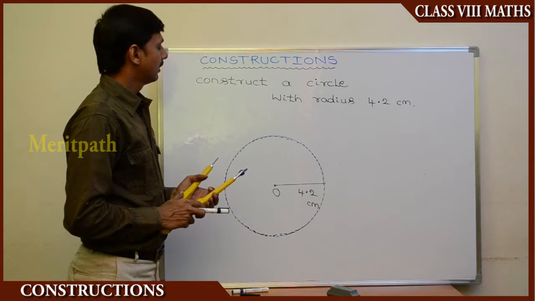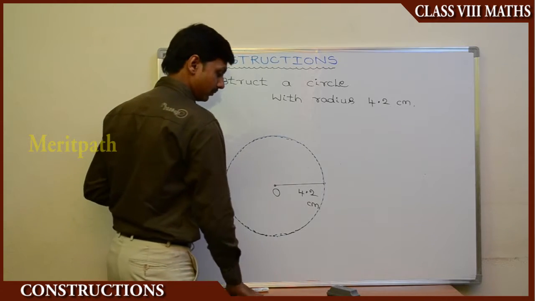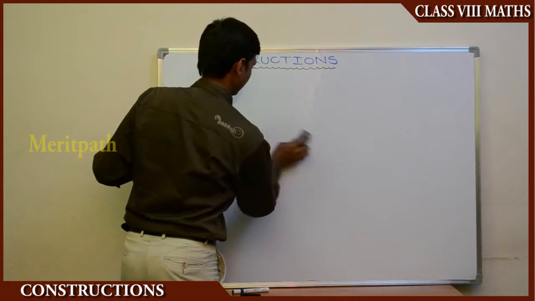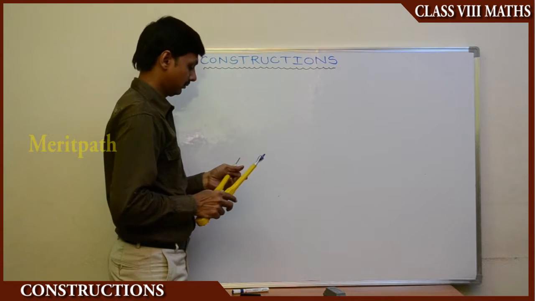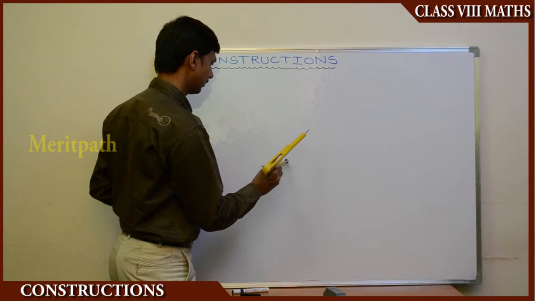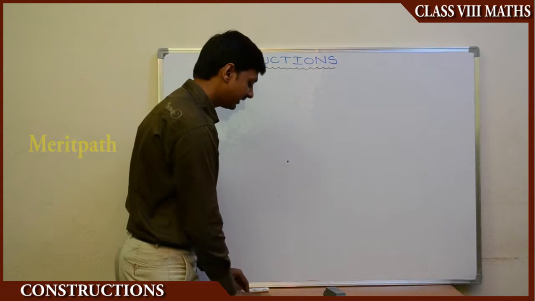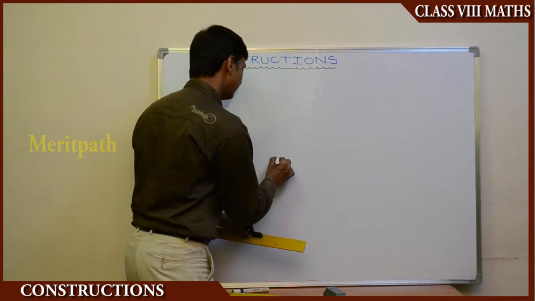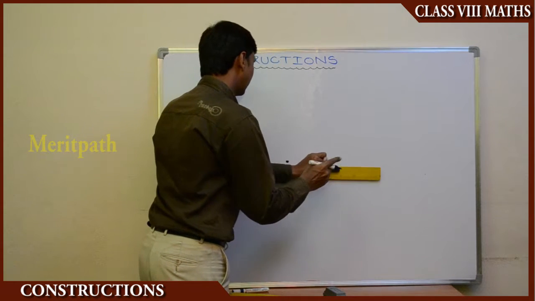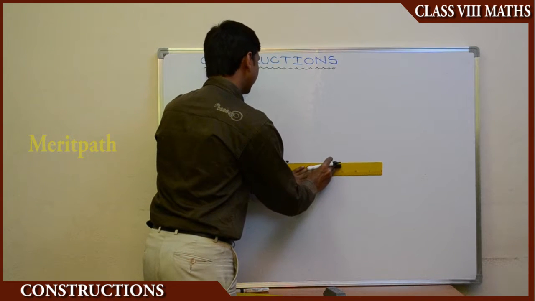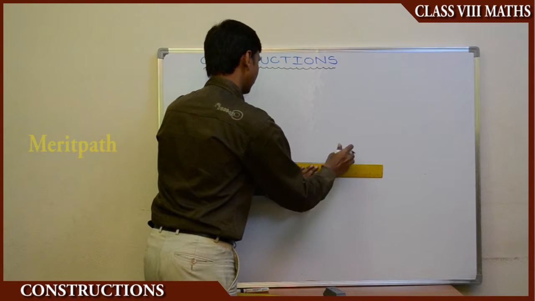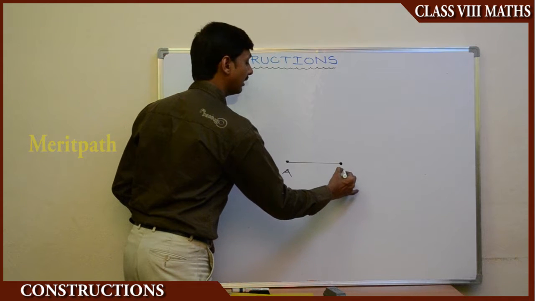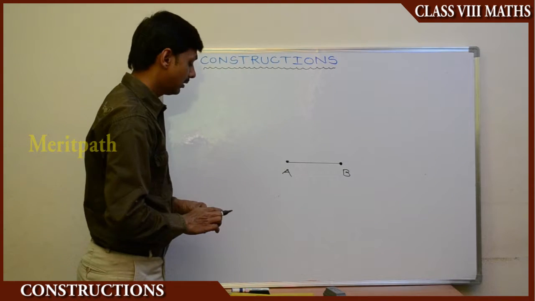So let's draw a circle. Let's take a point first, and using this point we'll make a line segment. Let's name it as the point A, and draw a line segment using this. We have drawn a line segment. So the other point, let's take it as B. So we got a line segment.